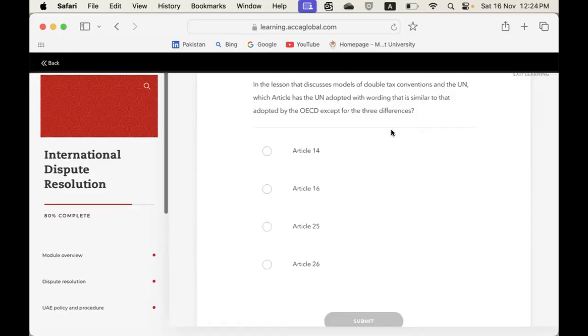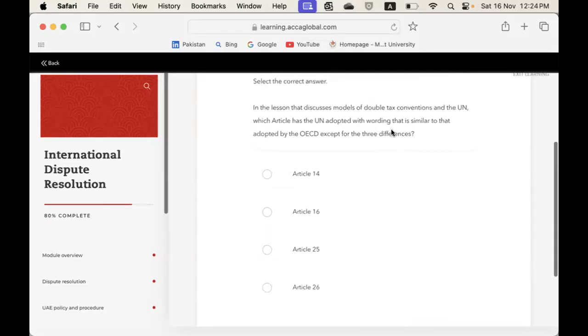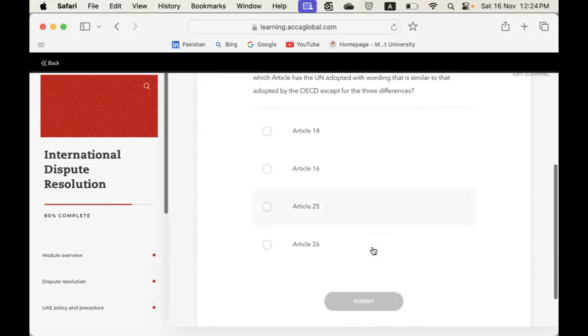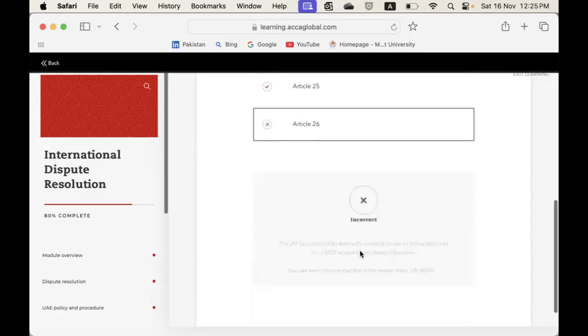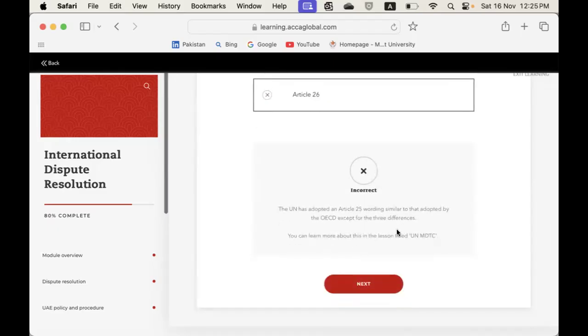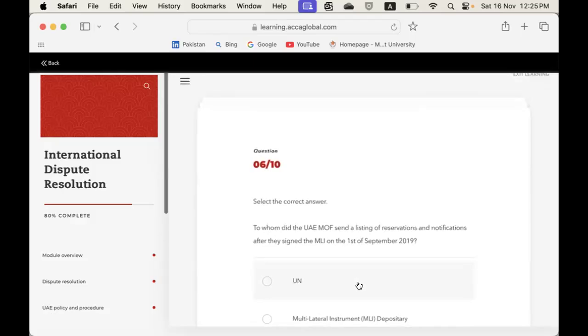This is a test of memory, so as long as we remember what was there, that should suffice. I think it was Article 26, Mutual Administration Procedures. Let's check. Sorry, it was not 26, it was 25 for MAP. And the third point was, I think, that it is binding on the two contracting states under the UN, and for the OECD it was not. Correct.